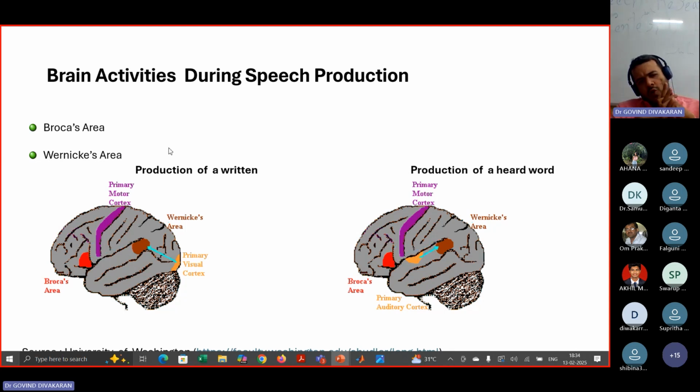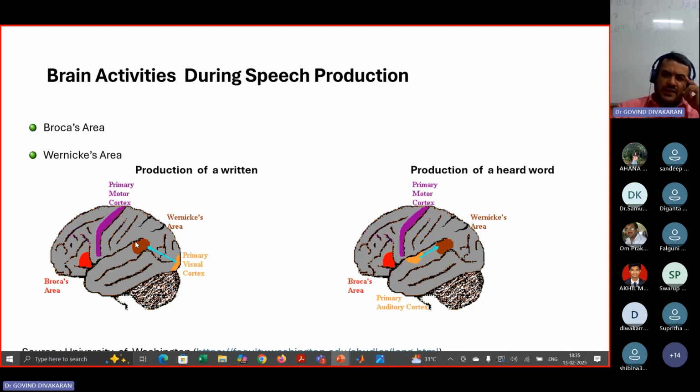You can see the location of these two areas here. First comes Wernicke's area. Then Wernicke's area will give some instruction to Broca's area. It will stimulate or send neural commands to the motor cortex, which sends instructions through the neuron connections to the various muscles involved in speech production.